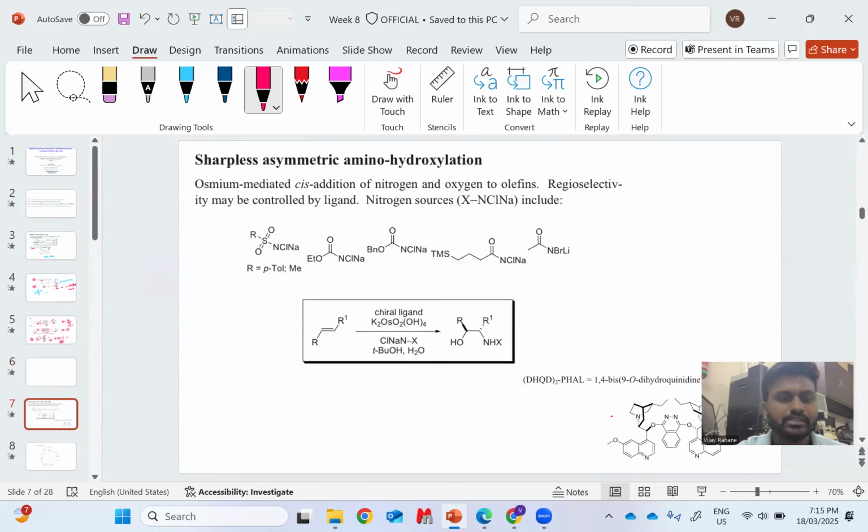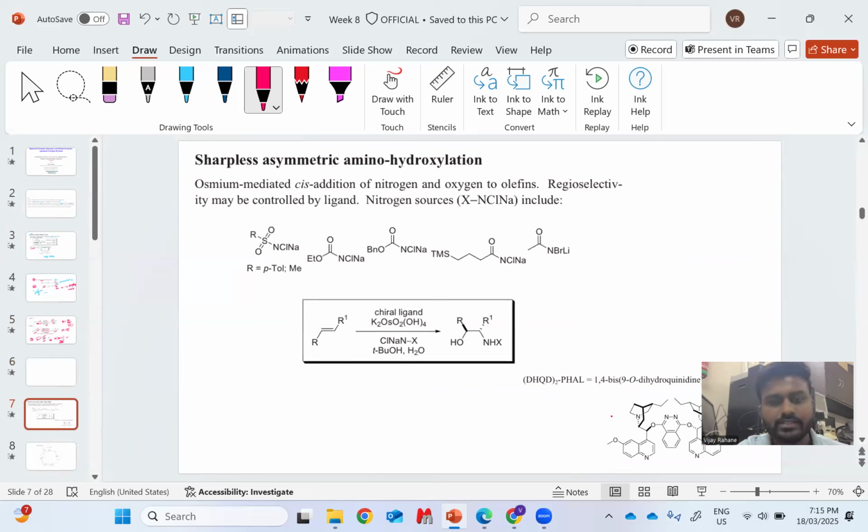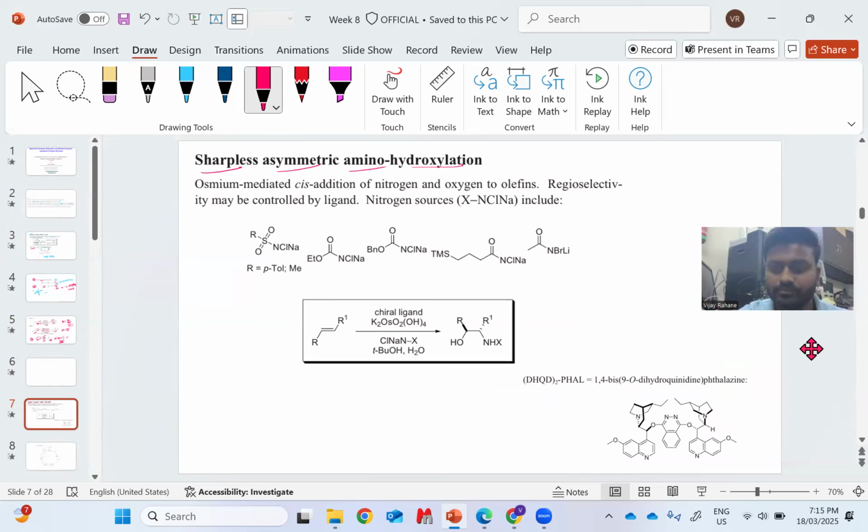Again, in a similar fashion to dihydroxylation, there is the Sharpless asymmetric amino hydroxylation reaction, which is although not covered by the professor, one of the important reactions, and it gives different kinds of structurally important final products, which have good application in synthesizing different medicinally active compounds and other active pharmaceutical ingredients. That's why we'll also look at this reaction as well, which is asymmetric amino hydroxylation.